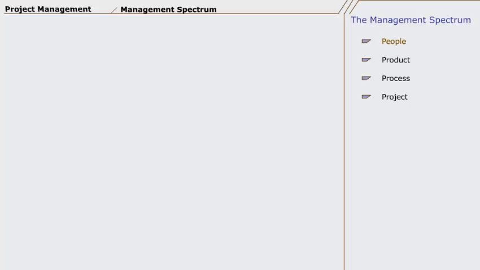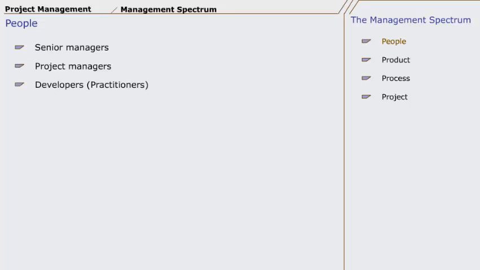The ability to form a team of good people is an important success factor for a software development team. The composition of the team members depends on the complexity of the project. Generally, 5 categories of people are involved. These are: number 1, senior managers; number 2, project managers; number 3, practitioners; number 4, customers; number 5, end users. We discuss them one by one.